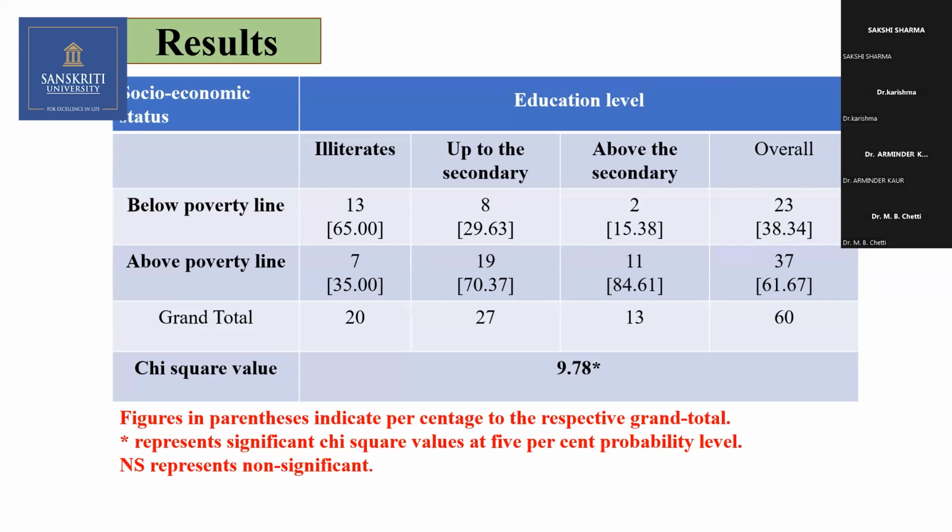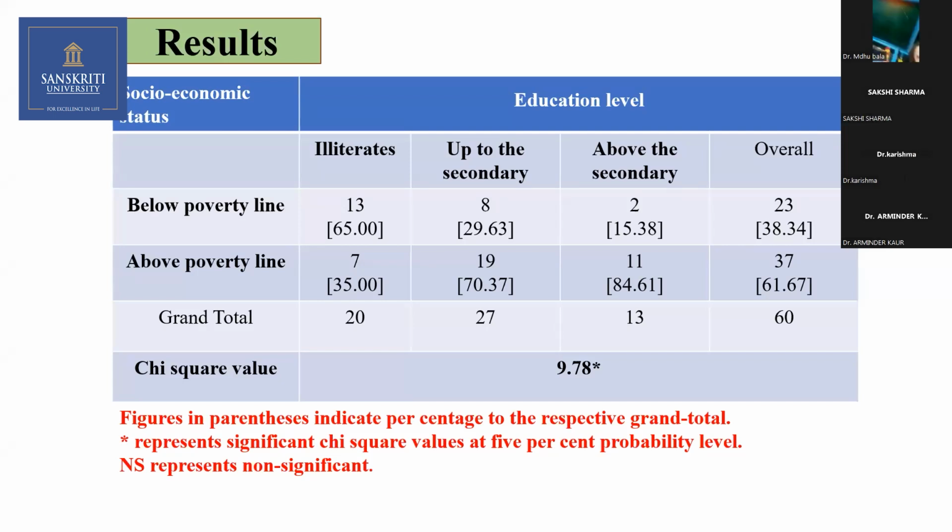They are dependent on each other. Here you can see we have only frequency. We don't have any mean or variance or standard deviation or anything. It is only the percentage. And the chi-square value is 9.78, which is significant. Star mark indicates significant at 5% probability level.